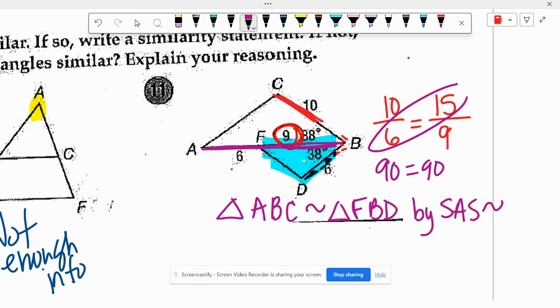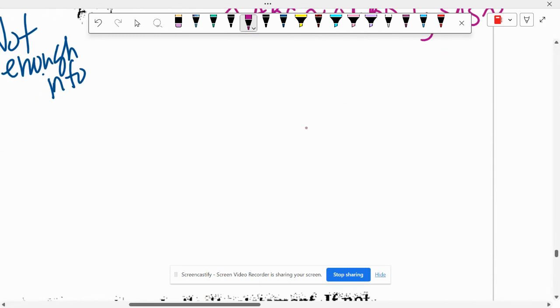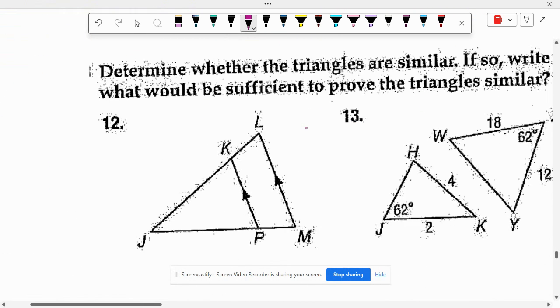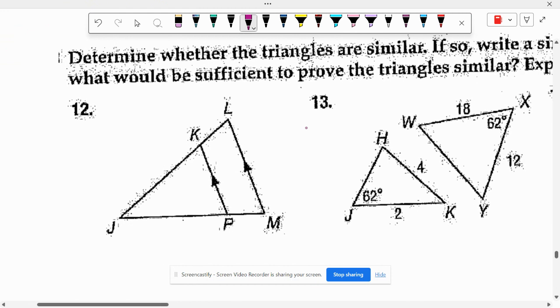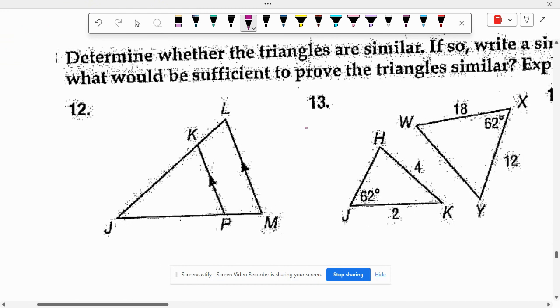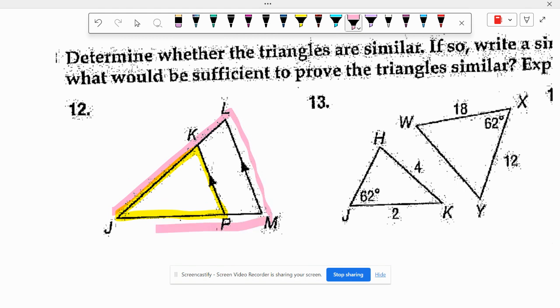Number 12. Determine whether triangles are similar, and if so, write a similarity statement. If not, what would be sufficient to prove? We're just going to write not enough info. So notice in this example, I have triangle JKP, and I'm comparing it to triangle JLM, but I have a pair of parallel sides.